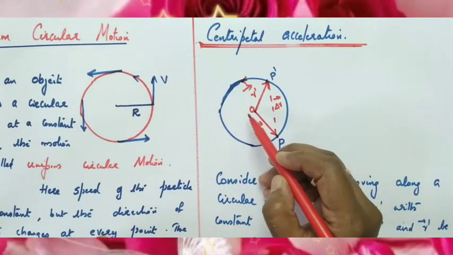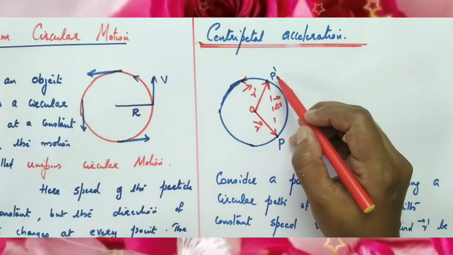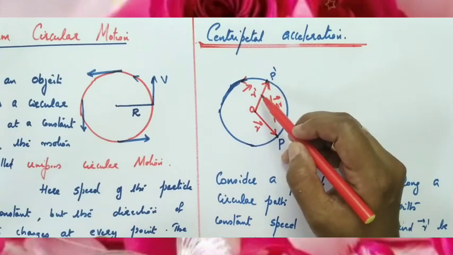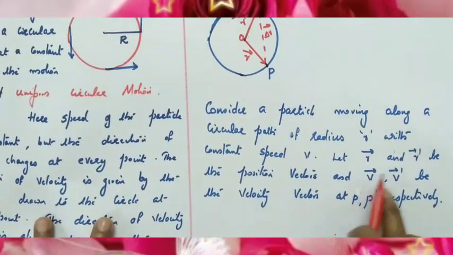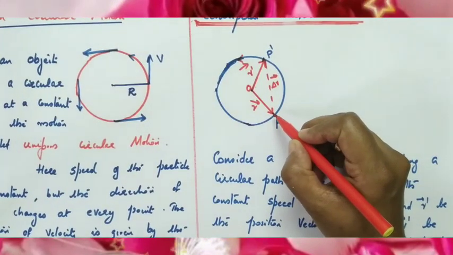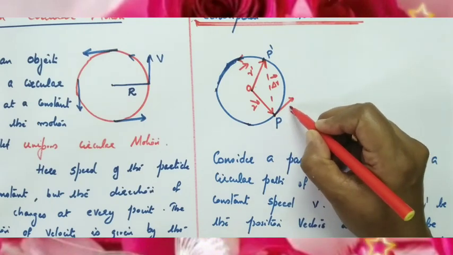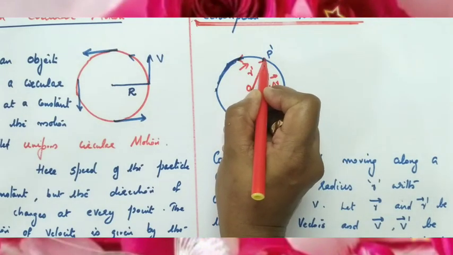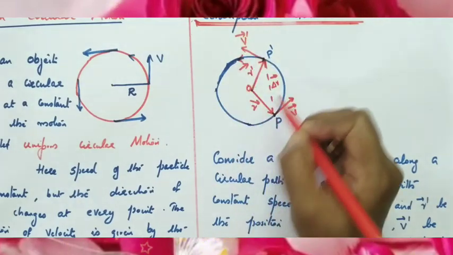Here P is the position and the position vector be OP, that is vector r. After some time, P dash be the position and its position vector be OP dash, that is vector r dash. Clear? So vector r and vector r dash be the position vectors. At the point P, what is the direction of velocity? We know that it is along the tangent, isn't it? So this is the direction of velocity at the point P, and this represents the velocity at the point P dash, along the tangent.